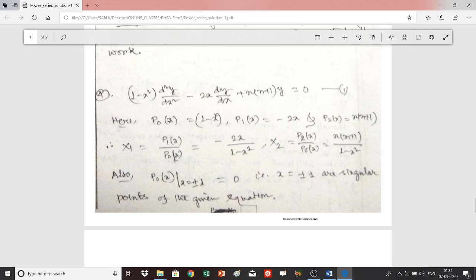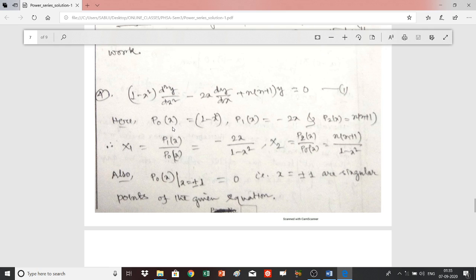So from this equation we can easily find the value of p0x, that is equal to 1 minus x square, p1x is equal to minus 2x, and p2x is equal to n into n plus 1. So capital X1 is equal to p1x by p0x, that is equal to minus 2x by 1 minus x square, and capital X2 is equal to p2x by p0x, that is equal to n into n plus 1 by 1 minus x square.